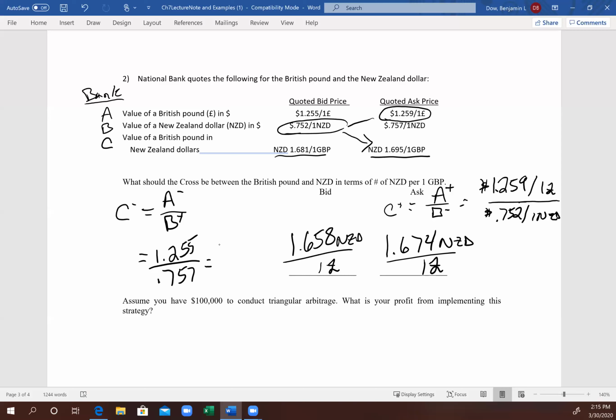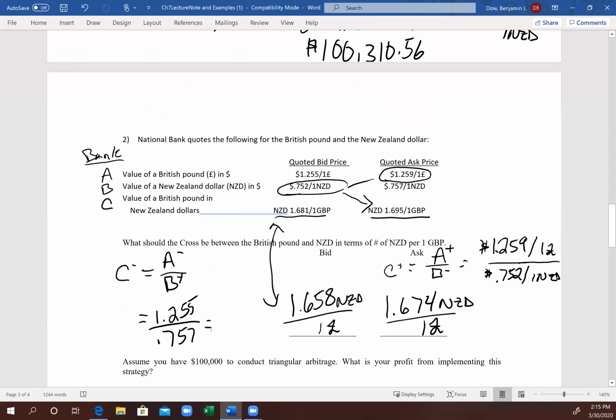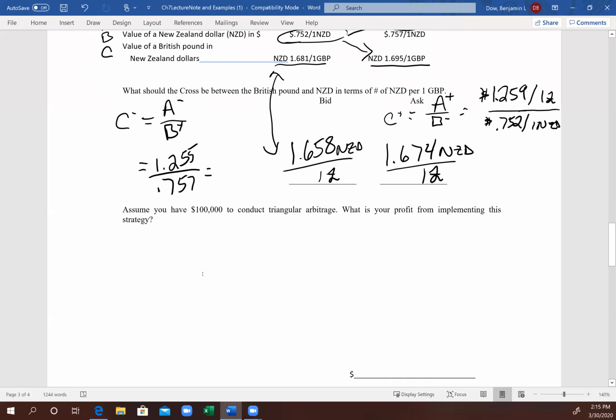But if you look at the bid price, which is also below Bank C's bid price, now we can see where the inefficiencies lie. And where the inefficiency lies is the fact that Bank C is willing to give more New Zealand dollars per pound sold back to them than what they should be giving. And the arbitrage allows you to make a riskless profit, and doing so will put it back into equilibrium.